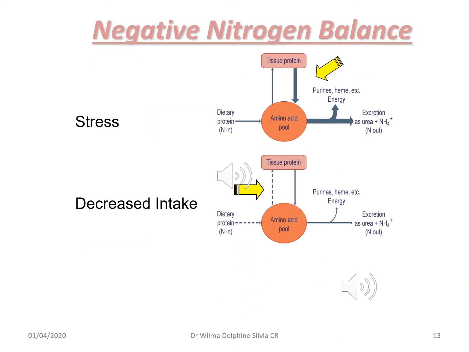Here is a state of negative nitrogen balance, wherein the tissue protein is utilized, contributing to the amino acid pool, in conditions like stress or decreased intake. It is seen in serious illness like advanced cancer or trauma, stress, or whenever there is decreased intake, as in kwashiorkor, where the tissue protein is contributing to the amino acid pool and the nitrogen intake is less than the nitrogen excretion.